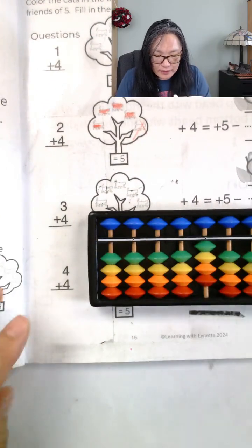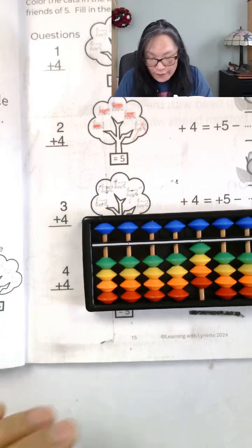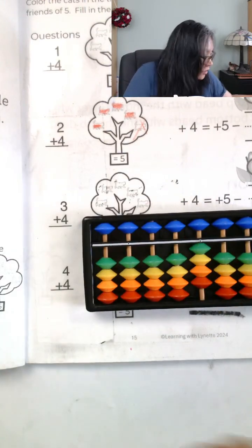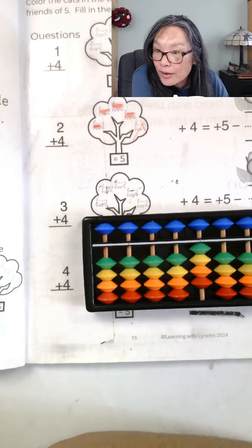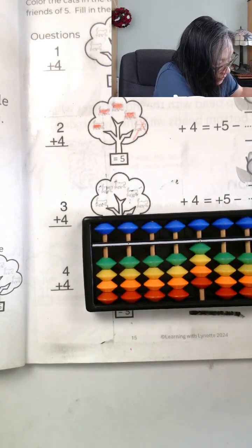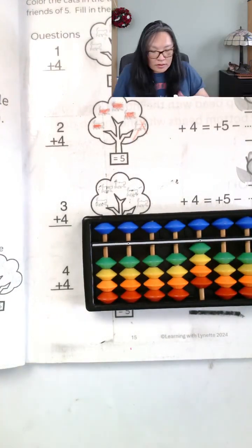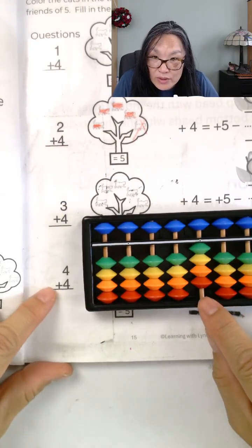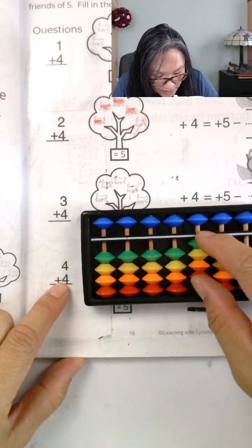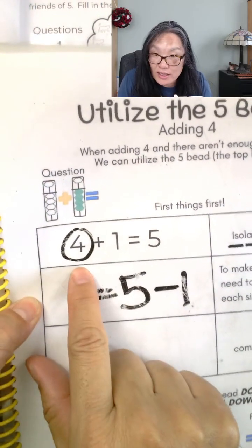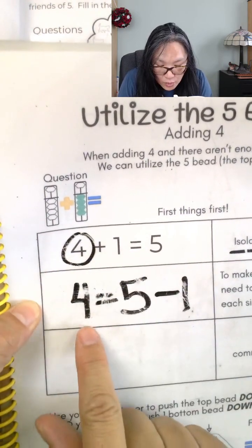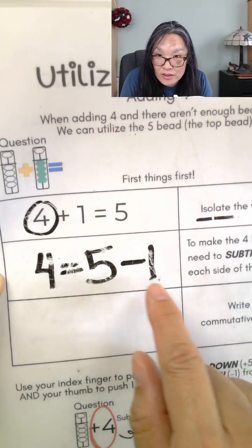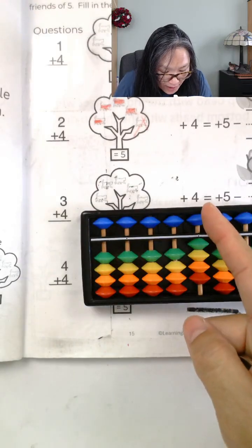Oh, okay. Here, let's start with this. So making a 5, we know how to make a 5, right? We have 4 plus 1 is equal to 5. The idea is, on the abacus, we don't have enough beads. Because we don't have enough beads, we need to add the 4. Because we're adding the 4, we have this concept: 4 plus 1 is equal to 5. What's going to happen is we're going to isolate the variable. When we isolate the variable, we're going to do 5 minus 1. What does that mean? I'm going to add the 5, I'm going to take away the 1.